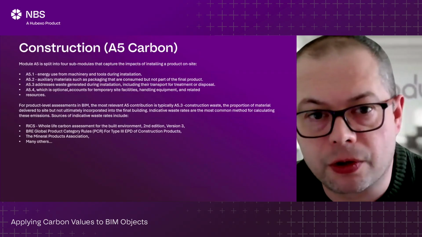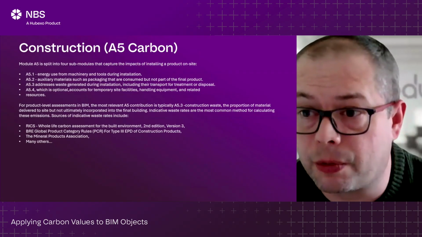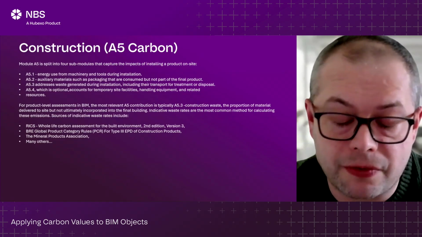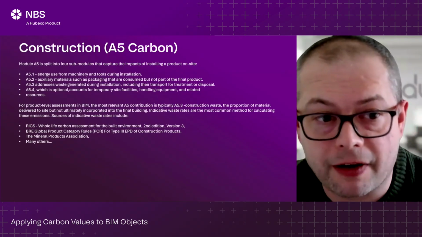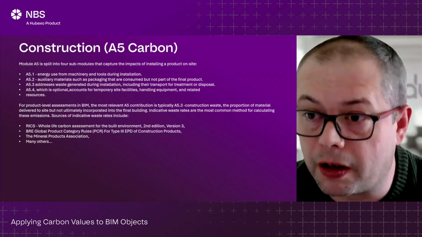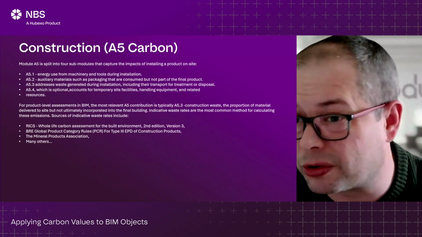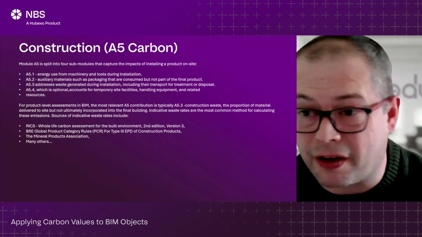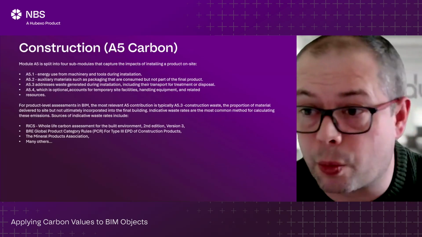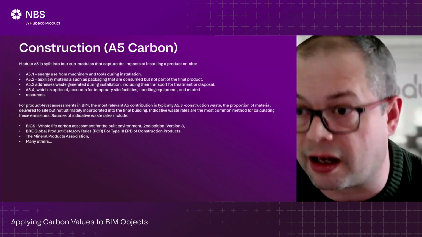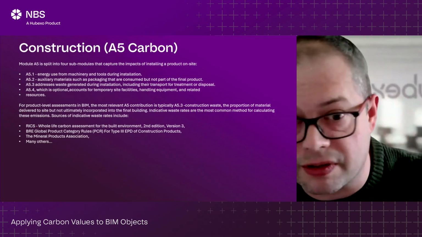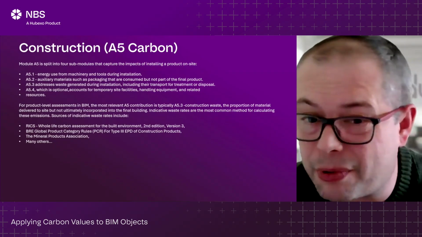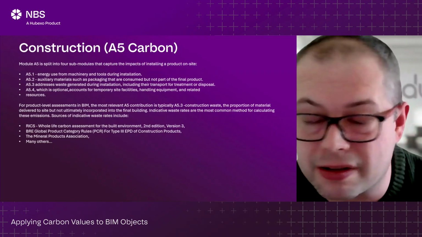Then the final stage for the upfront embodied carbon is A5, which is the construction and installation. Now, A5 is split into 4 submodules. A5.1 is the energy use from machinery, tools, etc. during the installation. Any auxiliary materials and packaging is A5.2, and then A5.3 is the waste. So this is how much material gets delivered to site and ultimately gets chucked in the bin or recycled at the end. And then A5.4, which is optional, accounts for temporary site facilities, handling equipment, that kind of thing.